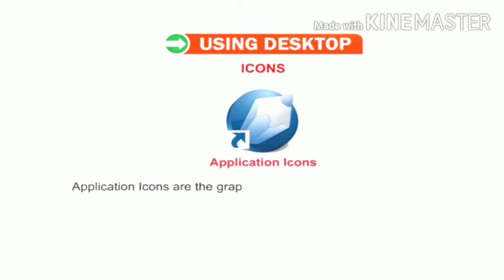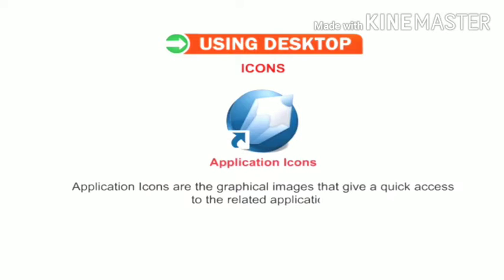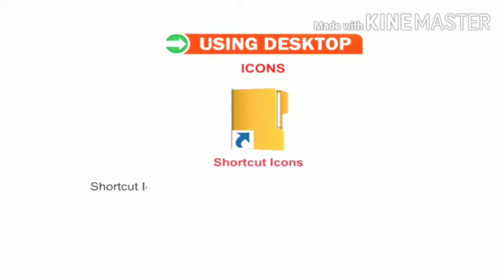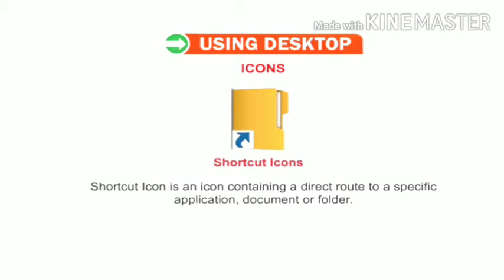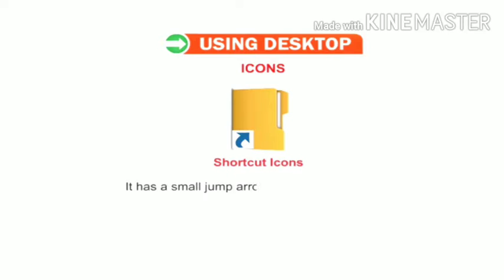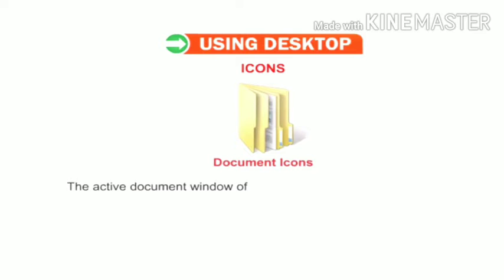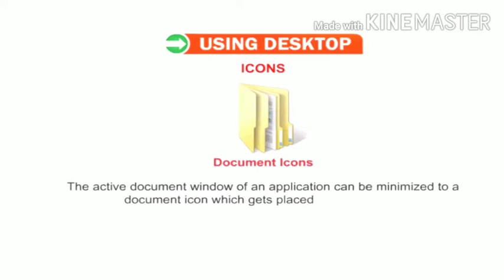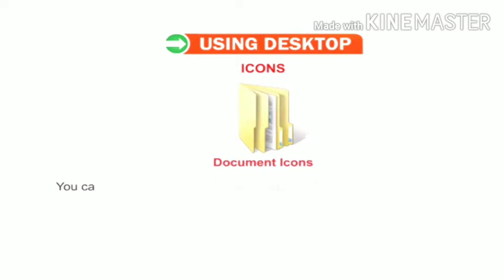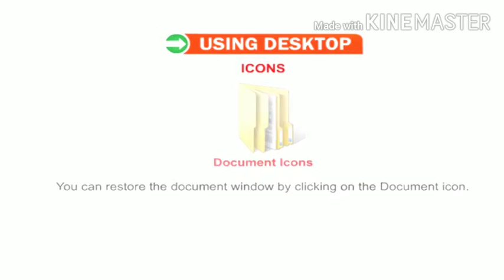Application icons are the graphical images that give a quick access to the related application. Shortcut icon is an icon containing a direct route to a specific application, document, or a folder. It has a small jump arrow on its lower left corner. The active document window of an application can be minimized to a document icon which gets placed on the taskbar. You can restore the document window by clicking on the document icon.